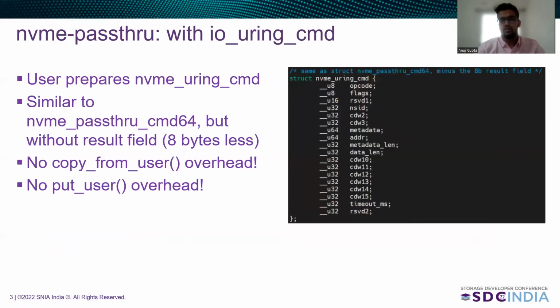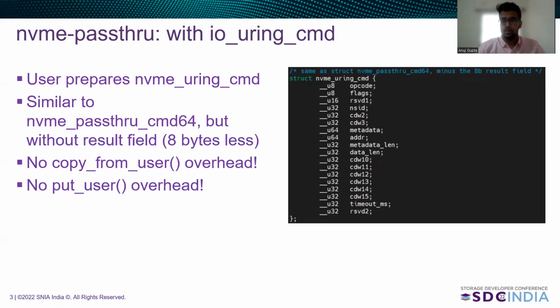Moving forward, now let's talk about the io_uring based passthrough. Here the user will prepare an NVMe uring command structure. The structure is shown in the diagram here. This structure is similar to the NVMe passthrough command 64 structure that we discussed in the previous slide. But the difference is that there is no 8-byte result field in this structure. As you can see here, there is no result field, and that's why this structure is 8 bytes smaller than the NVMe passthrough command 64 structure.